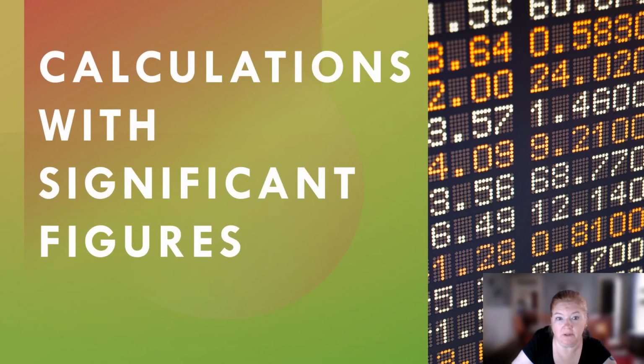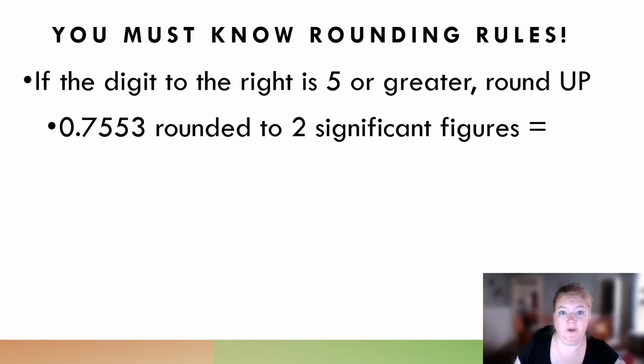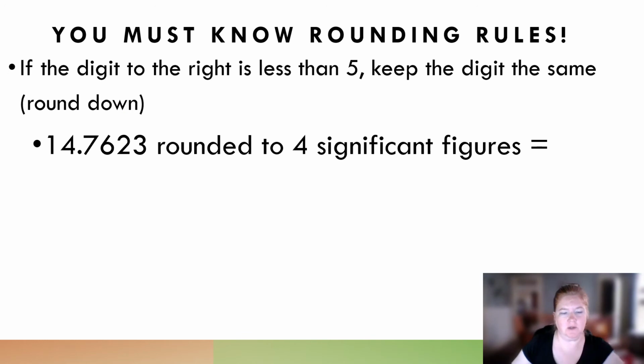Let's review calculations. Okay, you have to know rounding rules. So what I'm going to do here is round this to 2 significant figures. So I start counting, there's a decimal, go back to the beginning. This is 1 significant figure, this is 2. So to round this to 2, I look at the next digit. That's a 5, which says round up. There you go. Let's look at another example.